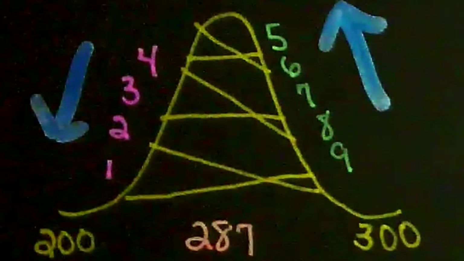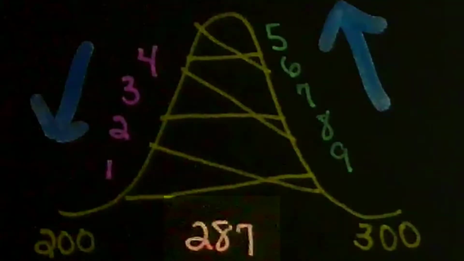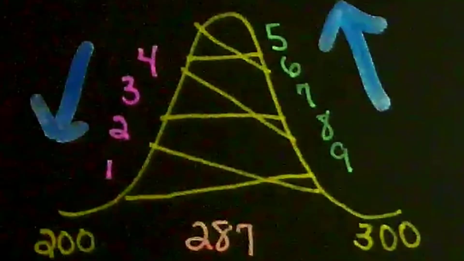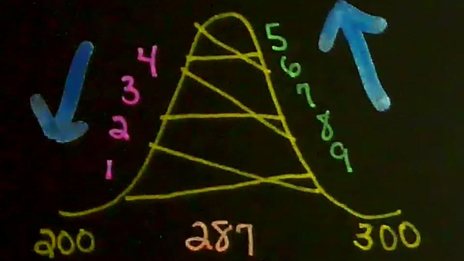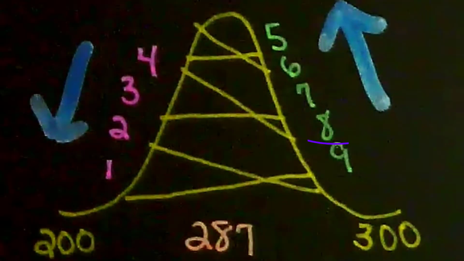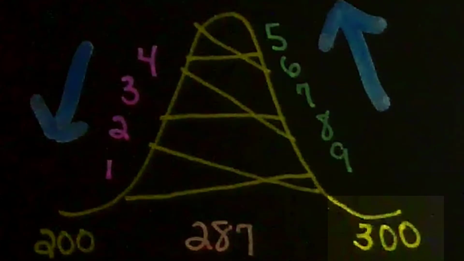And if you bring in our roller coaster, you'll know that 287 falls between 200 and 300. The number that's in the tens place is an 8. 8 is greater than 5, so 8 will tell us to round 287 to 300.